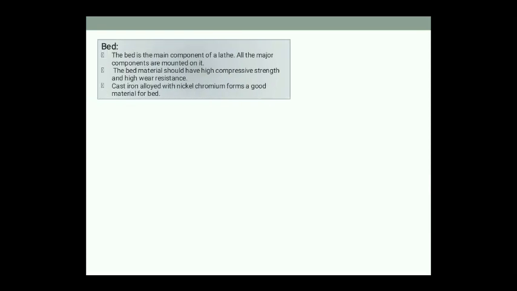The first one is the bed. The function of the bed is to absorb all the cutting forces which are there because of the cutting action of the tool on the workpiece. Normally this bed is prepared from cast iron because it has very good compressive strength and absorbing capacity. So the tailstock, headstock, all the components are finally mounted on the bed.